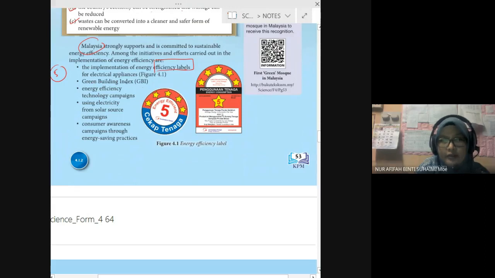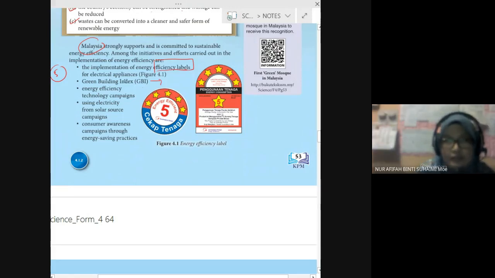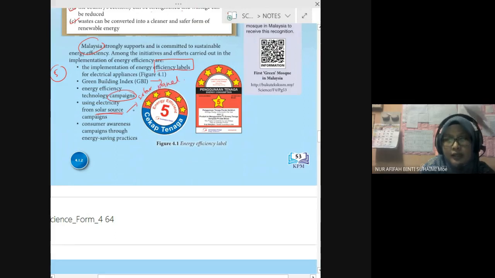Okay, for this Green Building Index, refer to the building that produces less waste energy. Energy efficiency technology campaign. Okay, make a campaign. Using electricity from solar source. We use solar panel. Okay, ada rumah yang guna solar panel, banyak dekat Petaling ni. Okay, consumer awareness campaign.